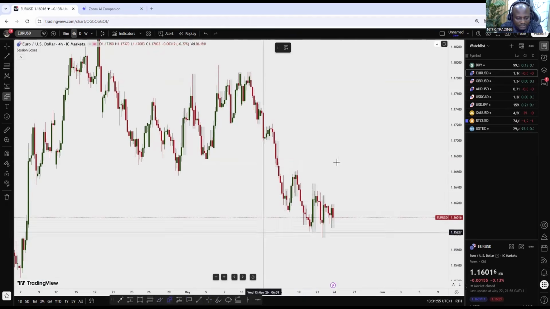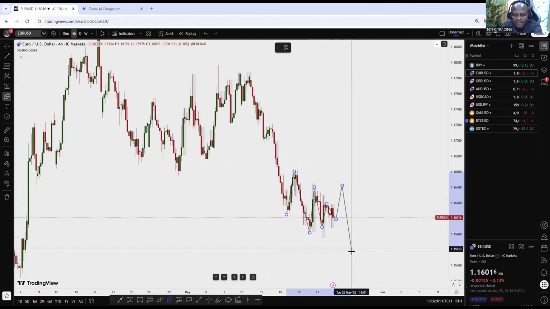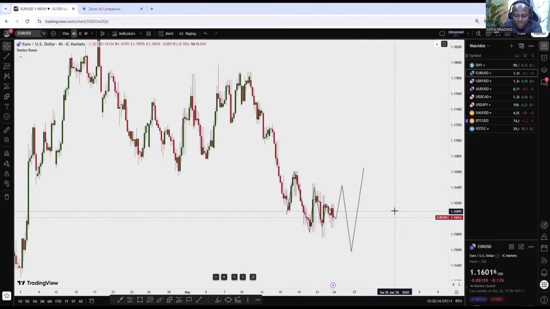What do I mean? Right here, you have a pullback, you have a break of structure. It can make a move like this, break this structure, break this low, take this liquidity and make a push to the upside. This push to the upside is your leading impulse for the up move. A leading impulse must break structure. That is a clue.